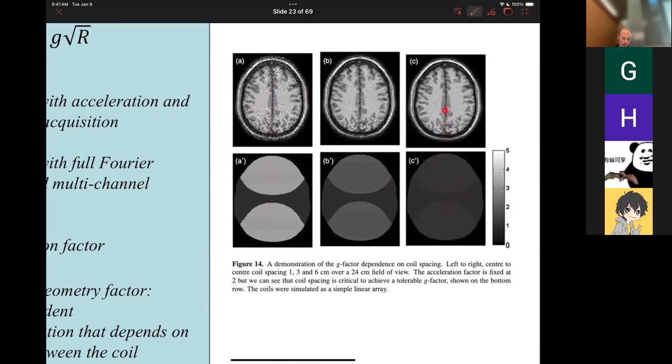Typically when people are designing coils, this is a very simplified example, but they'll come up with G factor maps and say, okay, we want to keep the worst case G factor less than 2 or something. Or they might say, overall G factor looks very good, there are a few hot spots where it's a little high, but we'll accept that. There are always engineering trade-offs in the real world. It's never going to be completely perfect, but you do the best you can.